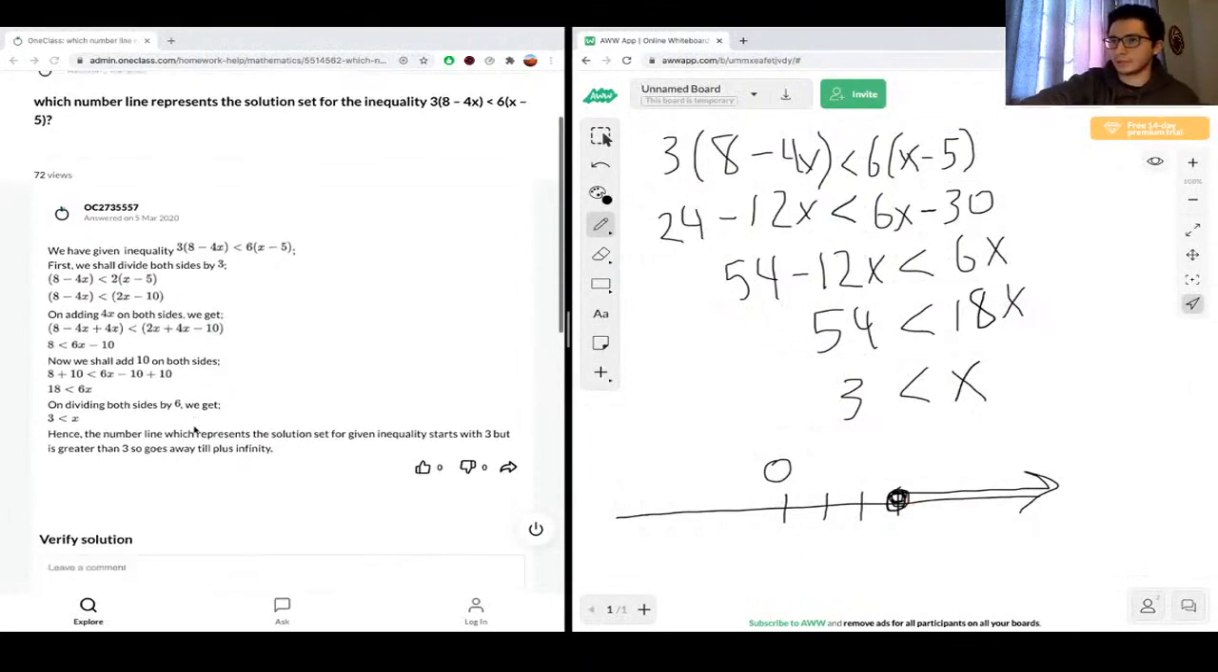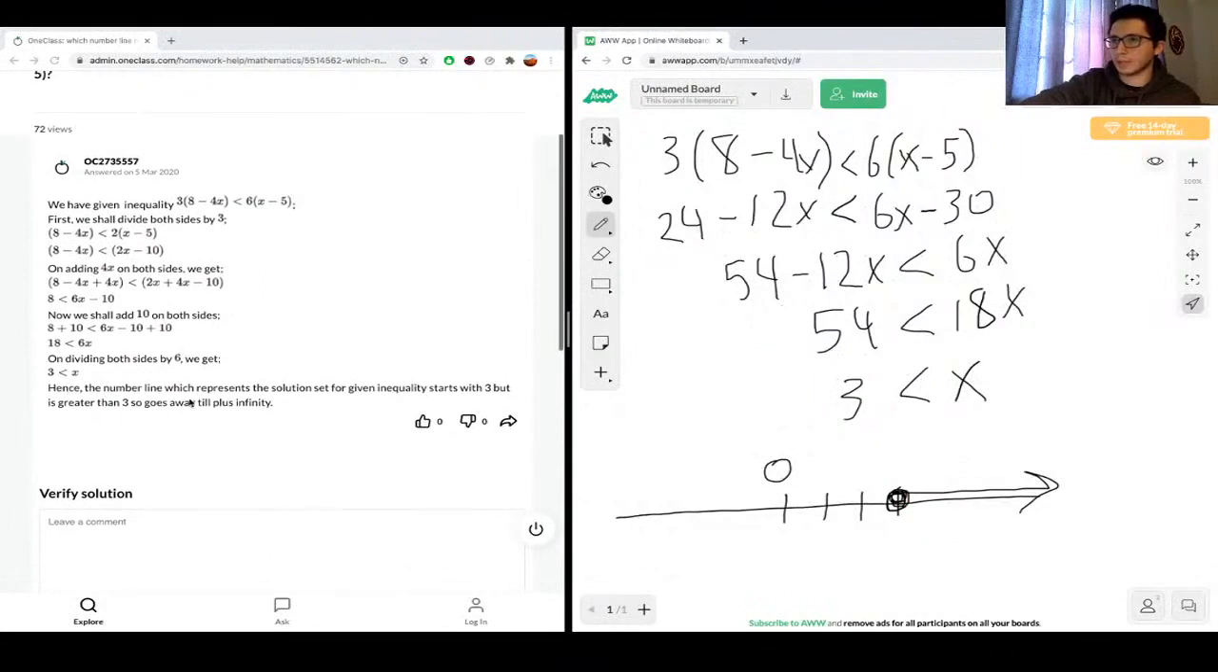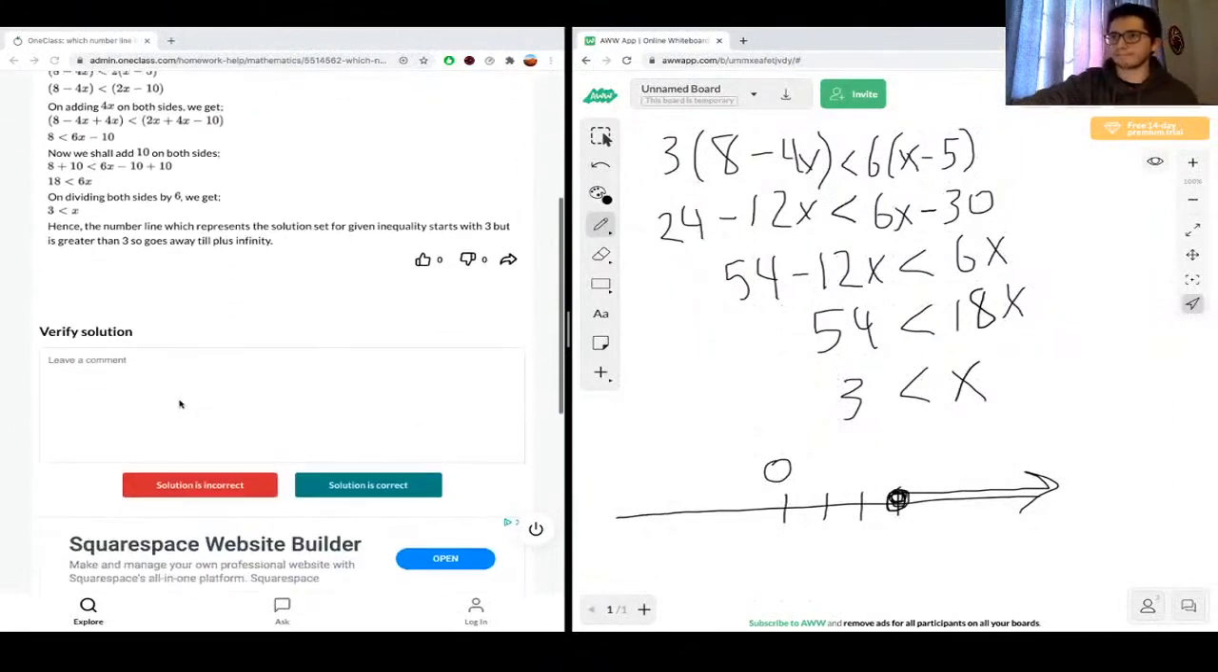So looking at the solution provided, the number line which represents the solution set for the given inequality starts at 3, but it's greater than 3, so we have the same thing, and it goes all the way to positive infinity. So great job. The solution is correct.